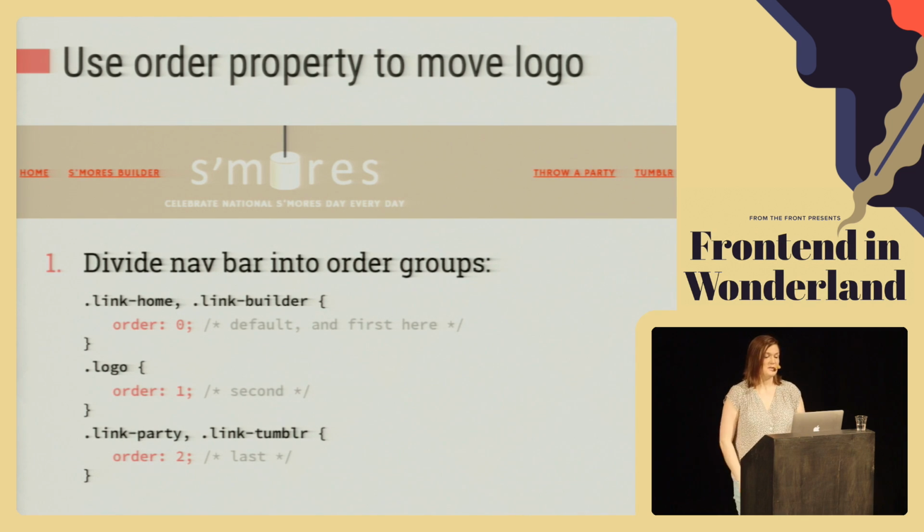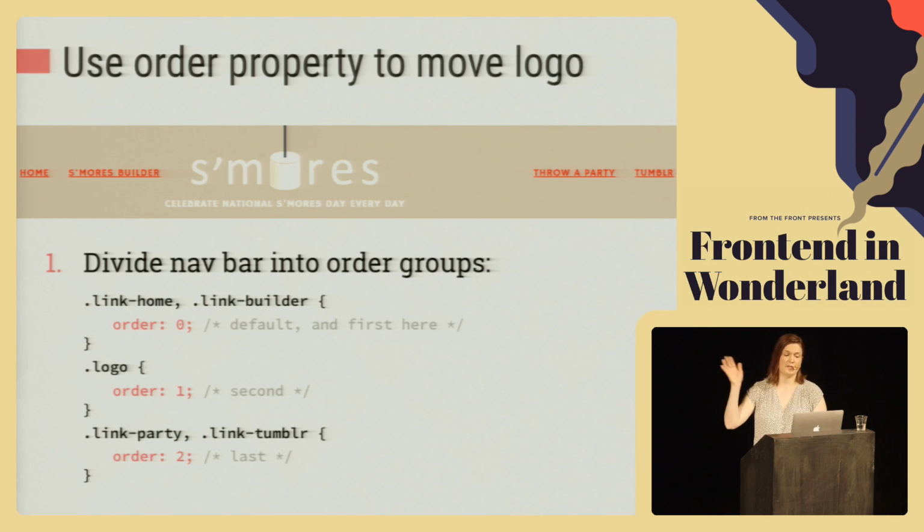Here, I want the first two links to stay first, so they need the lowest order value. I'll just keep them with the default of 0. The logo comes next, so it gets the next highest order value of 1. And the last two links need to come after the logo, so they get the next highest order value of 2.